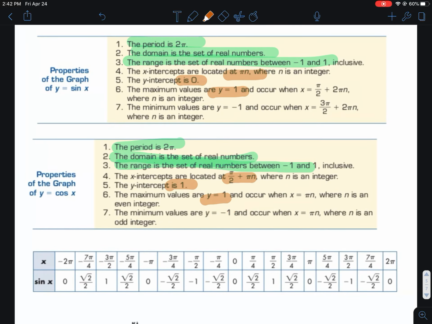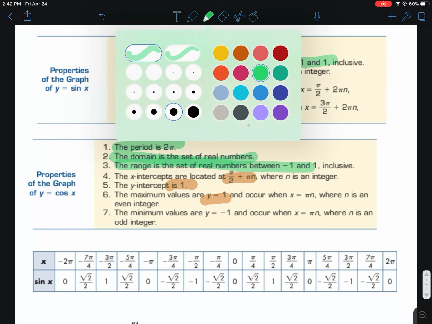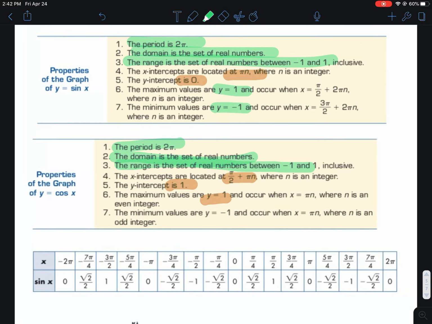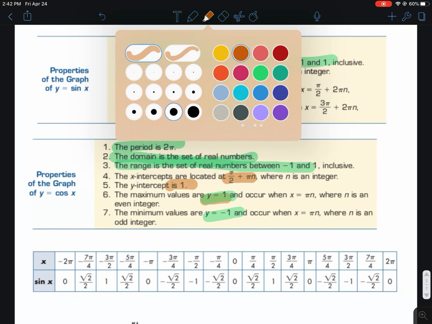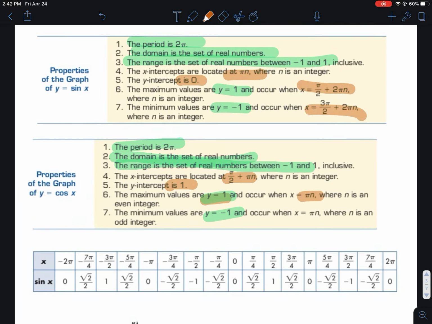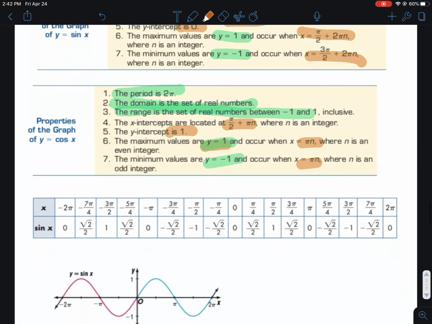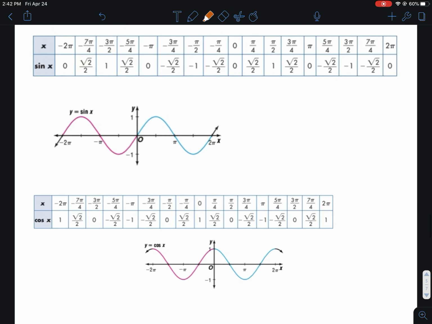The max and min values are the same, but where they occur is the difference, right? So where they're actually happening on the x values of the graph is the difference. And then you can sort of see just a quick version of those charts and graphs with a little bit more detail if you wanted to take a look.